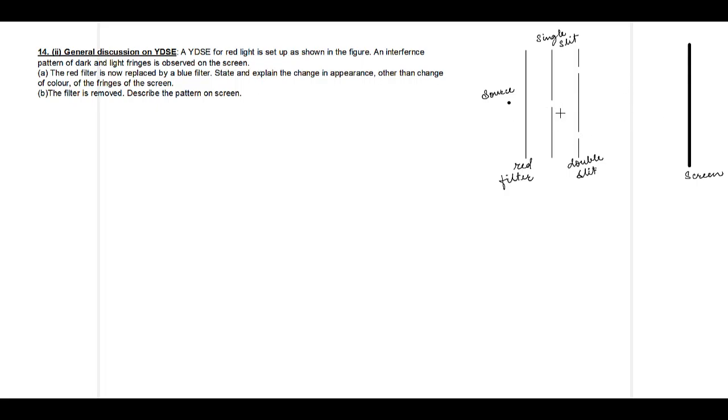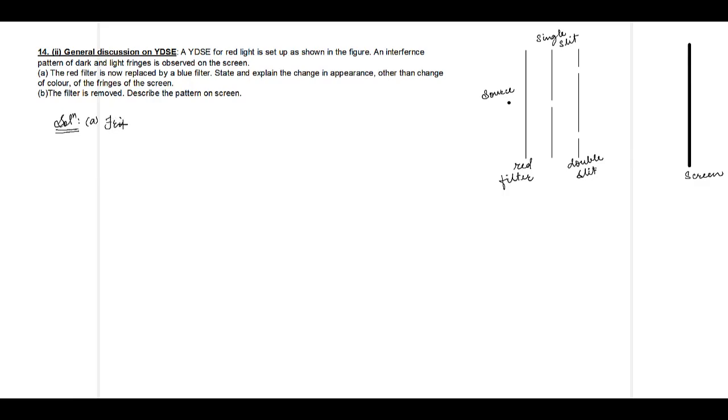In this setup we are asked in the first question that if the red filter is now replaced by a blue filter, we are supposed to explain the change in appearance other than the change in color, obviously, of the fringes on the screen. If we remove the red filter and use a blue filter, the wavelength of the light will change, and thus the quantities which depend upon the wavelength will also change.